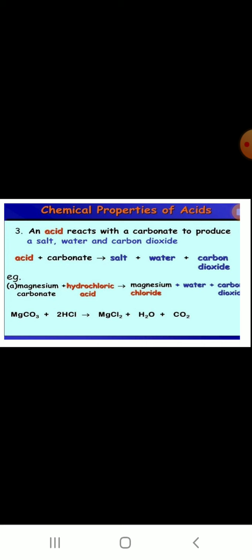Here one equation is given, MgCO3, that is magnesium carbonate. You can use any carbonate compound. MgCO3 plus 2HCl gives rise to MgCl2 plus H2O and CO2. In this reaction, CO2 is released. That CO2 is carbon dioxide.